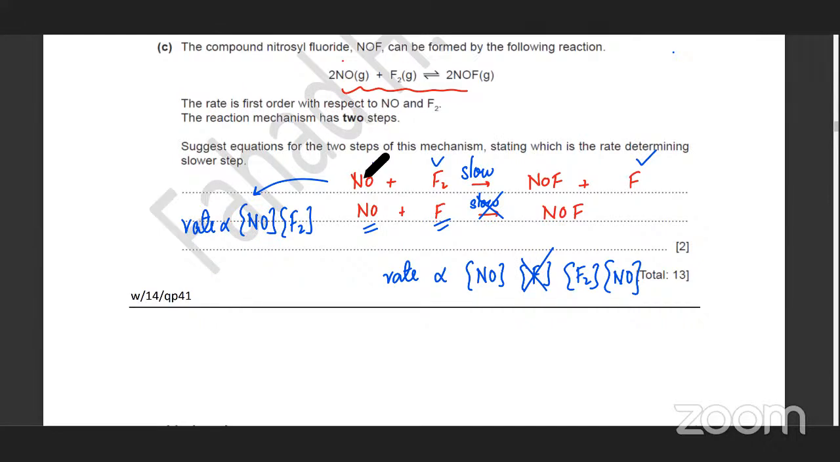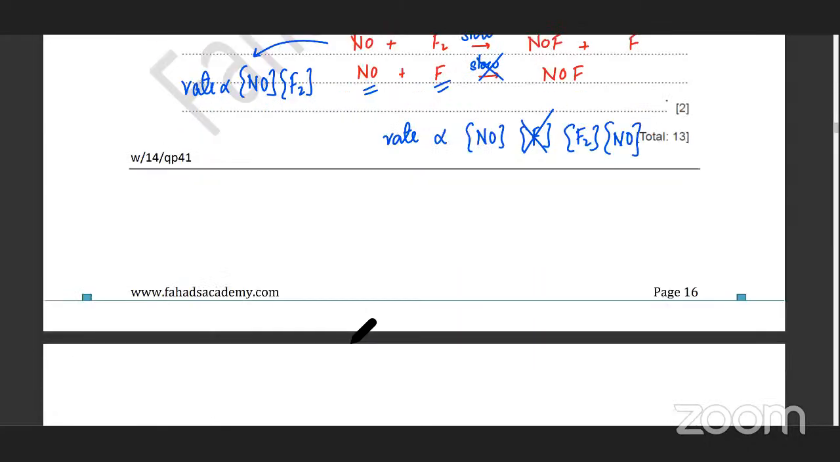And you're able to determine the orders correctly. So mostly the 2 marks are probably for that, not really for the mechanism.